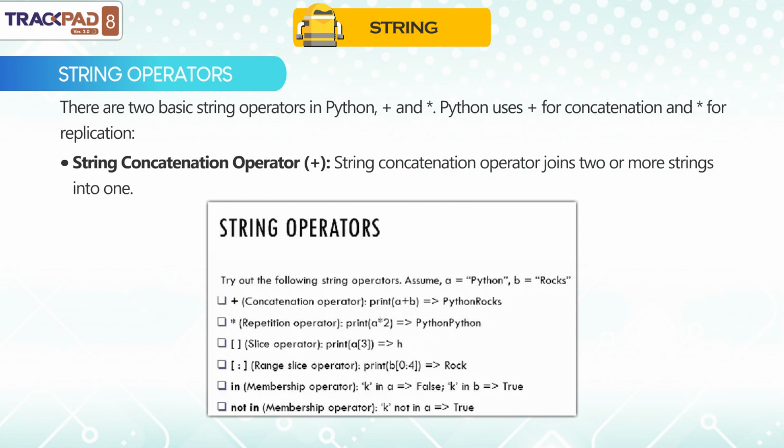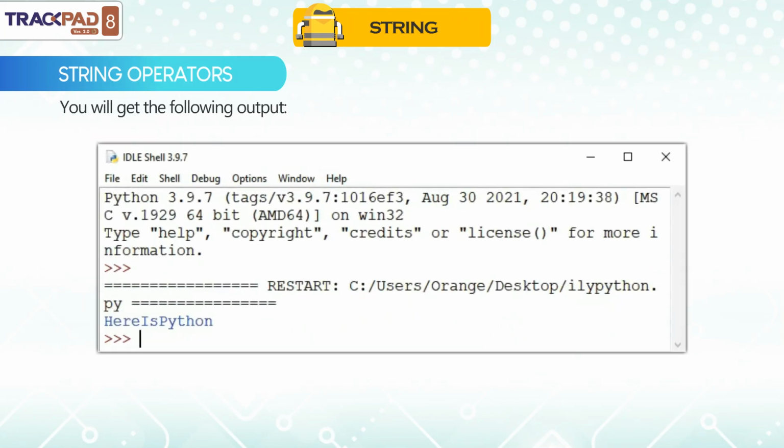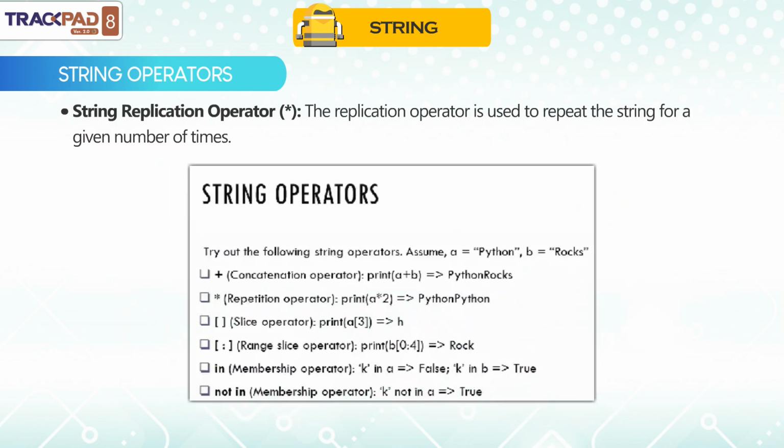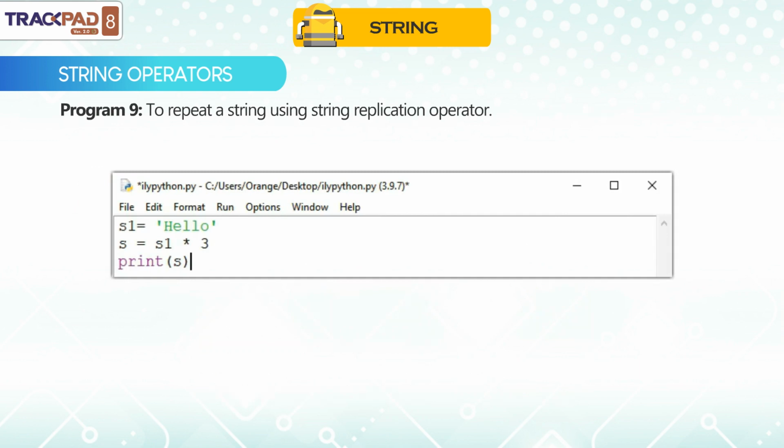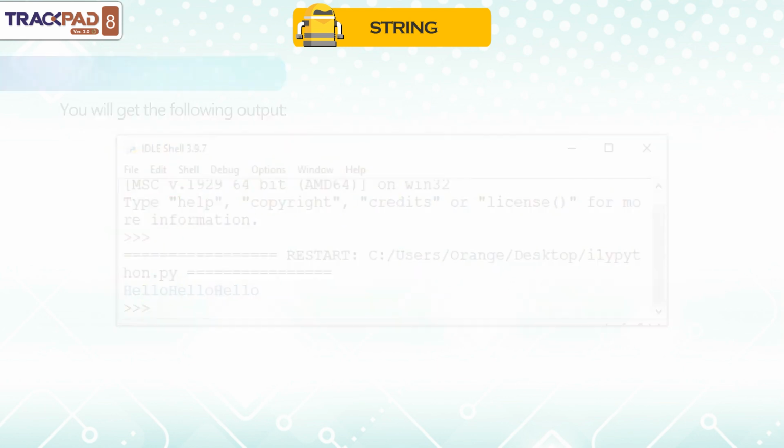String concatenation operator, plus. The string concatenation operator joins 2 or more strings into one. Program 8 to join 2 or more strings using string concatenation operator. You will get the following output. String replication operator, star. The replication operator is used to repeat the string for a given number of times. Program 9 to repeat a string using string replication operator. You will get the following output.